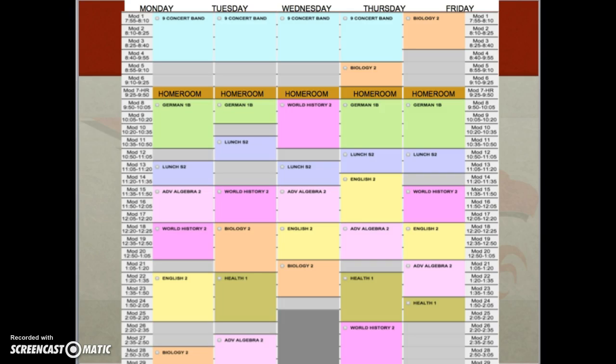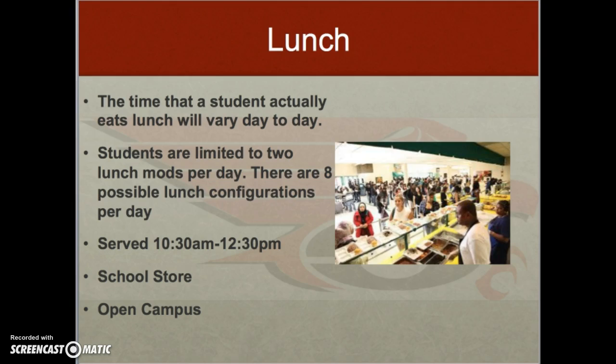So I hope that gives you a little bit better understanding of how FlexMod is going to work in terms of the structure. And one of the big questions that came up yesterday was lunch. So again, lunch is open. It's an open cafeteria between 10:30 and 12:30. Every student will be getting 2 mods of lunch each day. There are 8 possible lunch configurations per day that you could be assigned to. And it's going to be kind of an open cafeteria style. The school store should be open, and we still have open campus for those of you who choose to leave and eat elsewhere during the day.